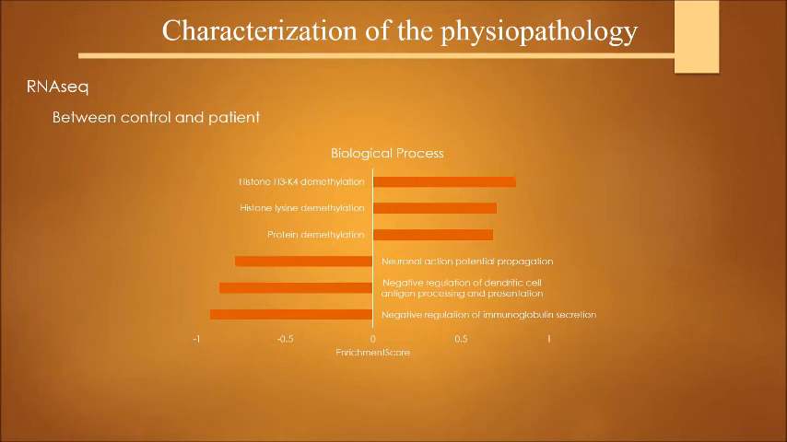So as we can see, there is a demethylation in biology that is higher in the control than in the patient. This could mean that there is more regulation of the epigenetic mark in control than in the patient cells. On the other side, we see that the neuronal action potential and the negative regulation of dendritic development are higher in the patient than the control. This could mean that there is a decrease in the energy in the cells and the neurons, and this affects the neurons.